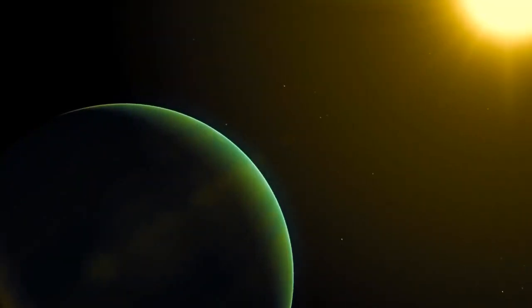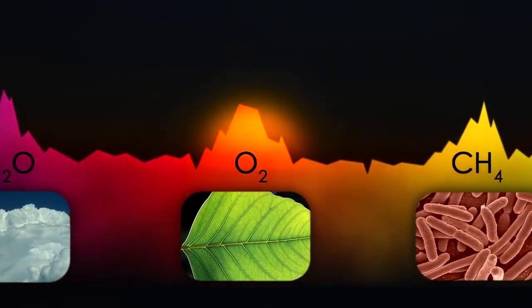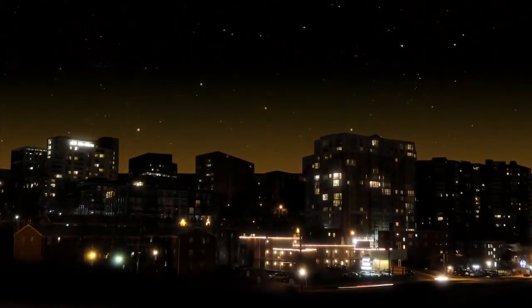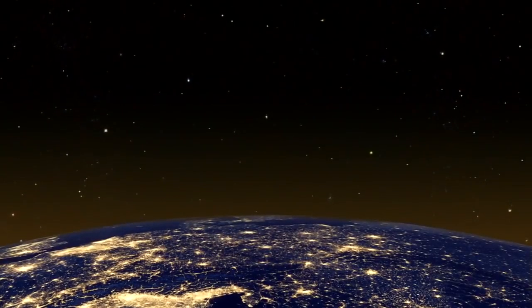As detection methods improve, astronomers will search the atmospheres of Earth-sized planets for signs of life such as water vapor, oxygen, and methane, taking us one step closer to finding a world like our own, all thanks to some flickering starlight.